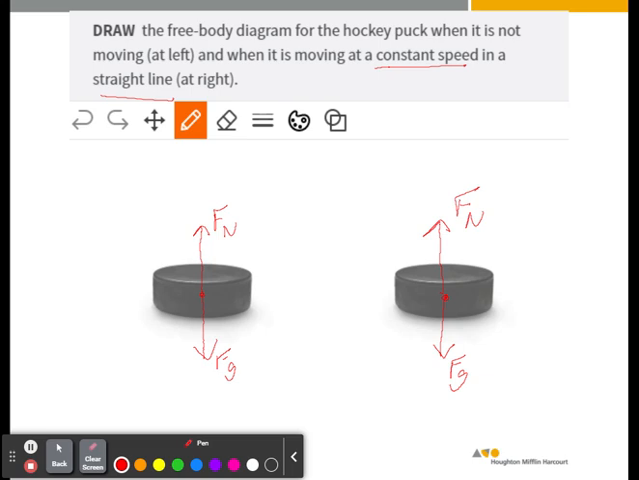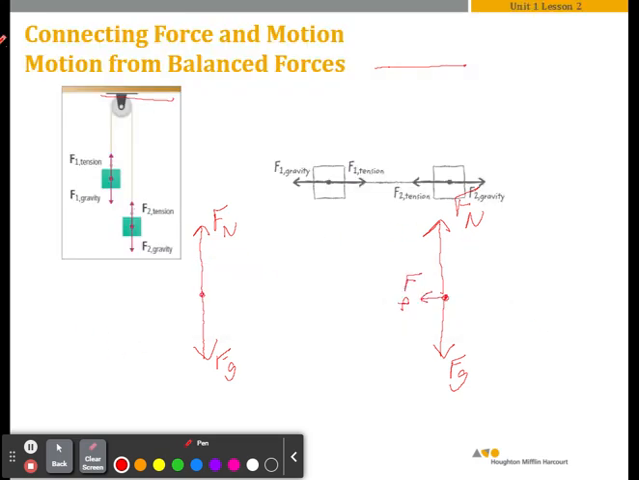Now, in real life, if we assume there is some friction, there would be a little bit of force of friction here. But if we assume that it's on a frictionless surface, then there would be no force pushing it forward. That's the point that's being made here.